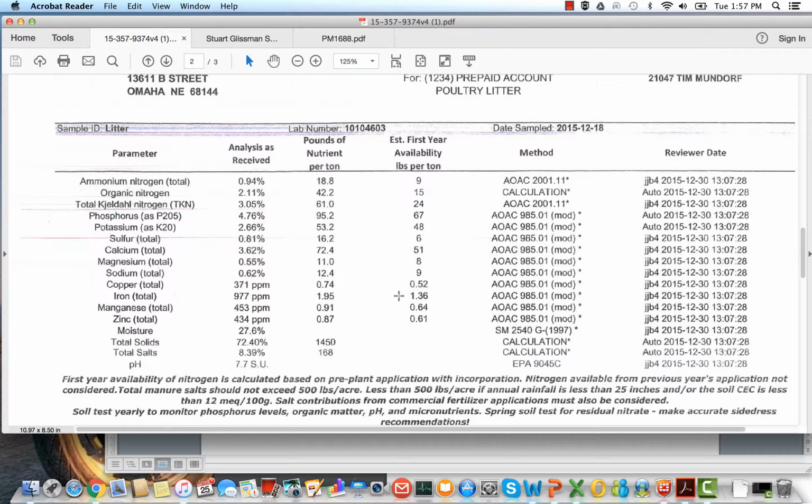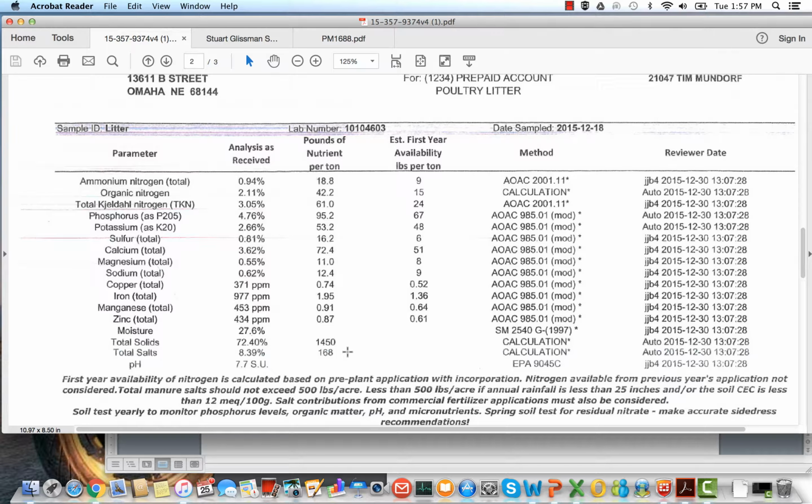And here we're showing some sulfur, some iron, some manganese, and some zinc. And then back again here to moisture, so we know we're around 30% moisture, 70% solids. Here's this total salts number. So again, we've still got our little warning here about 500 pounds per acre. We've got 168 pounds, so if we divide 500 by 168, we come up with about 3 tons is probably the most we'd want to spread if we certainly want to stay below that 500 pounds salt per acre.